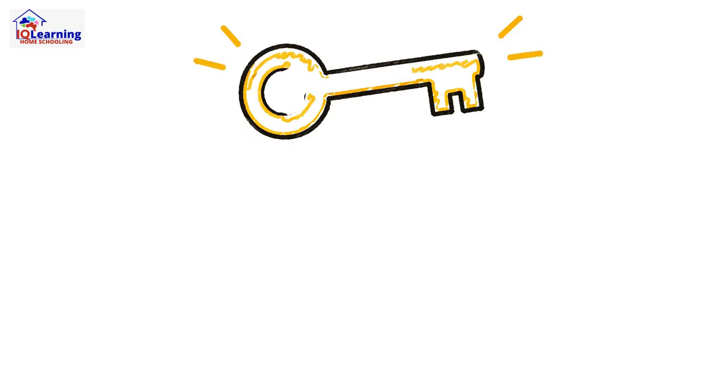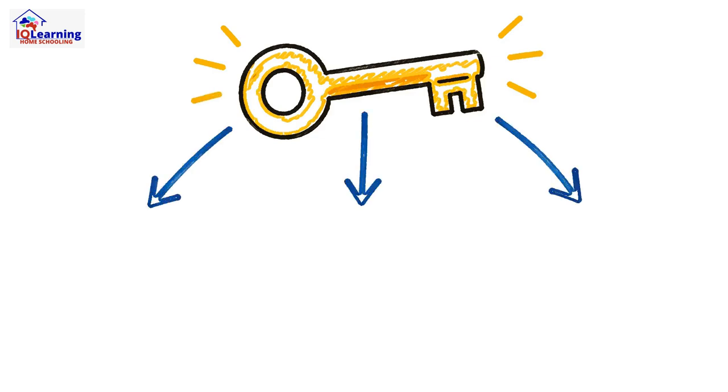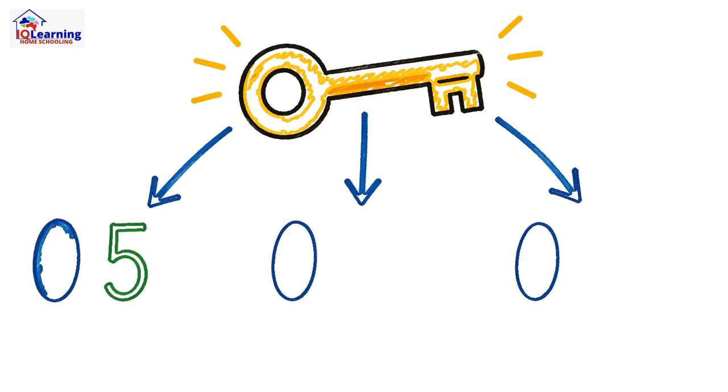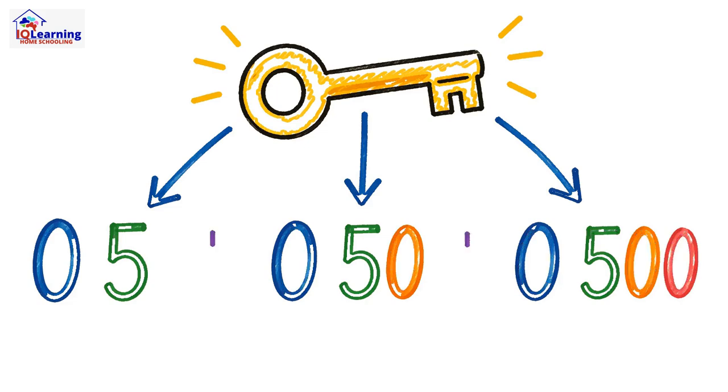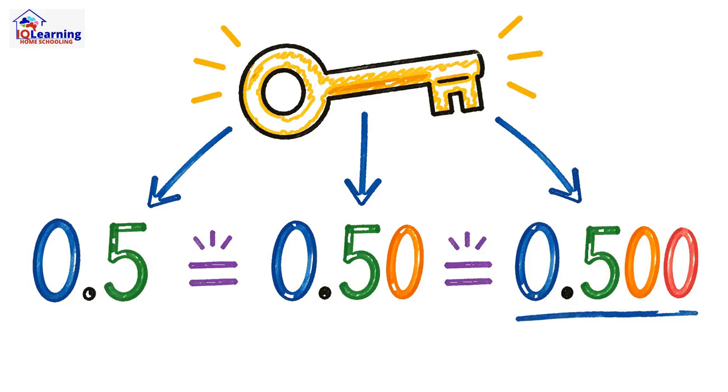There's a golden secret, a simple trick that makes everything clear: the placeholder 0. You can add as many zeros as you want to the end of a decimal without changing its value at all. So 0.5 is the exact same as 0.50, and the same as 0.500. This simple fact is our key.